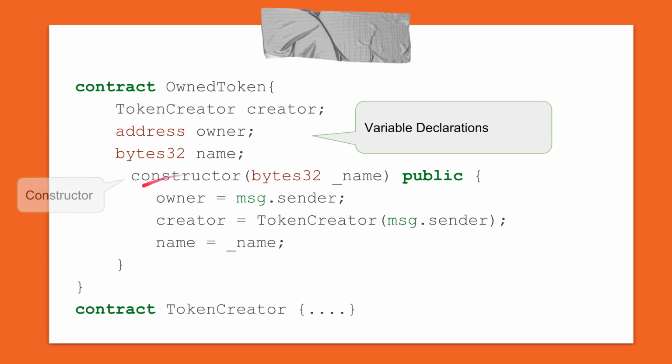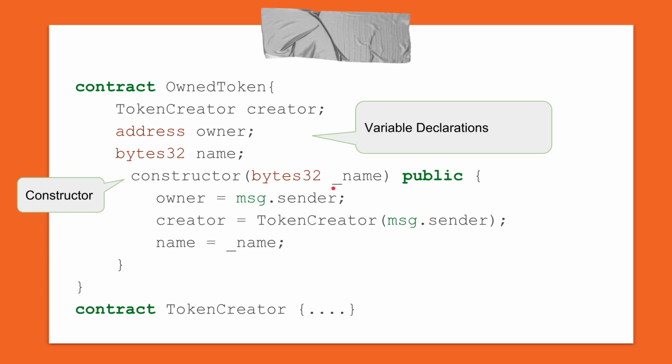Just below them, we have the constructor. Keep in mind that several versions before, a constructor was declared as a function with the same name like the contract. However, now we use the keyword constructor. So a constructor is a function that runs only once when the contract is deployed to a network.